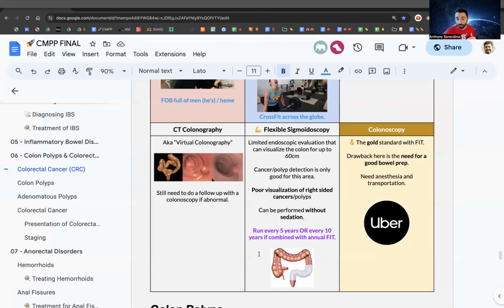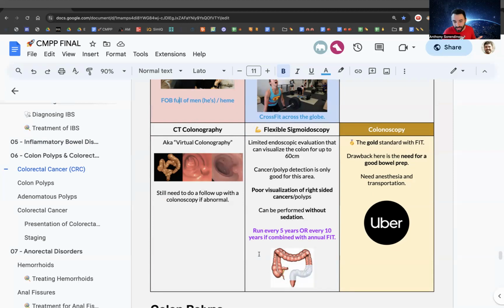Okay. Now, flexible sigmoidoscopy versus colonoscopy. This is a huge one. Flexible sigmoidoscopy is great because you can perform it without sedation, so you don't need a ride to go home after this. But it's limited. It can only visualize the colon for up to 60 centimeters, and the cancer and polyp detection is only good for this area. So if it's a right-sided issue, they're not really going to be able to look at that.